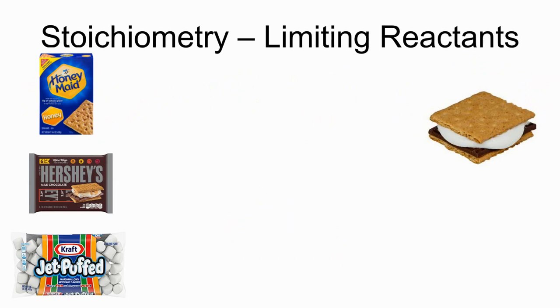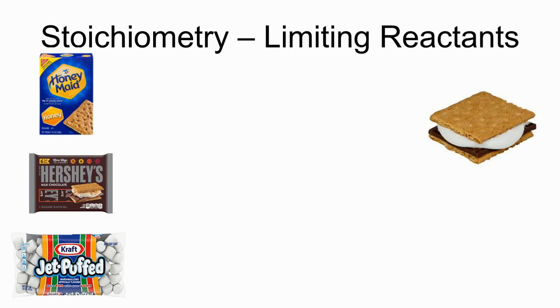I wonder if you've ever been to a bonfire and maybe someone showed up with a box of graham crackers, someone with a package of chocolate, and someone with a bag of marshmallows. Do you know what will run out first? Well, limiting reactants is the idea of calculating that. What reactant, or what food ingredient here, is going to run out first when we try to make s'mores?